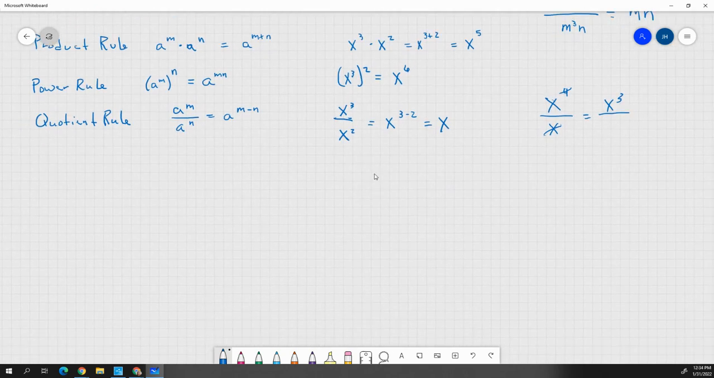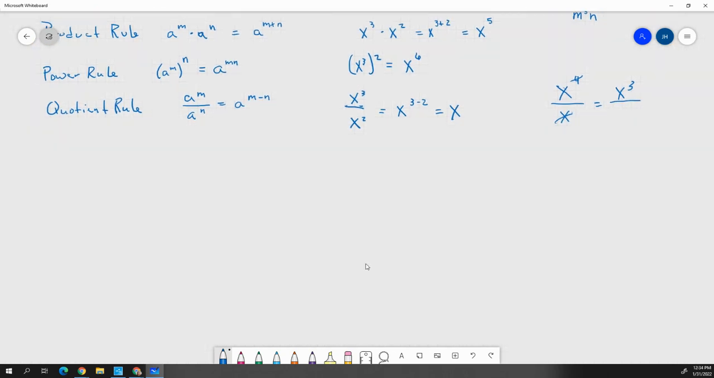Okay. The next rule we have is the negative exponent rule.